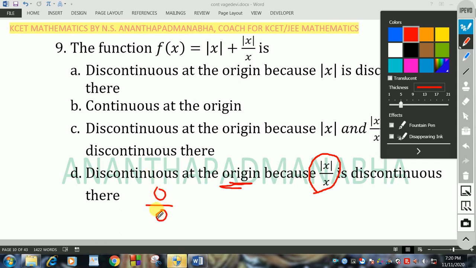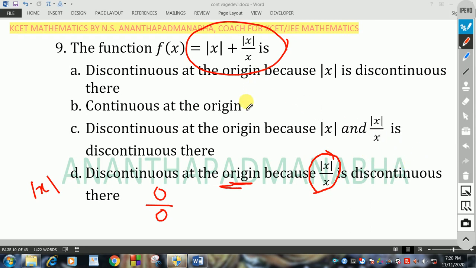It takes 0 by 0 form. As x approaches 0, modulus of x by x is 0 by 0. But if you take this mod x separately, it is continuous at the origin also. So clearly, as this is not defined, this function is not defined at x equal to 0, as x approaches 0, it is discontinuous at the origin.